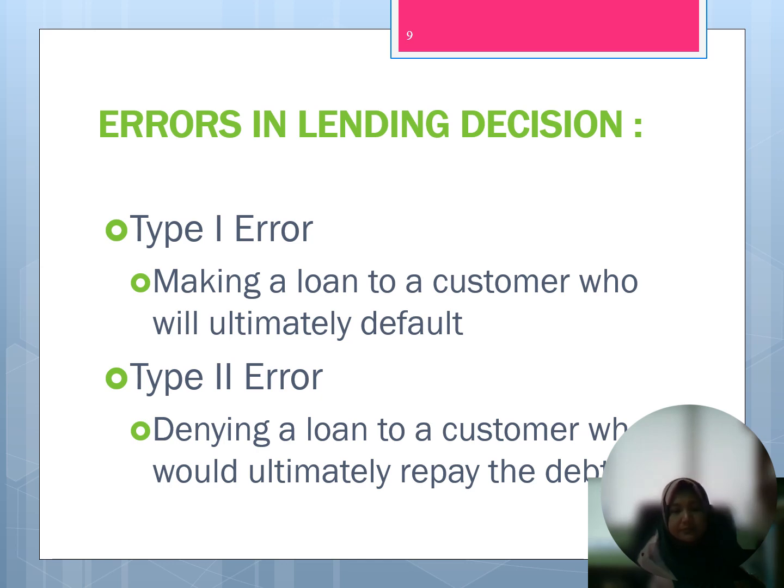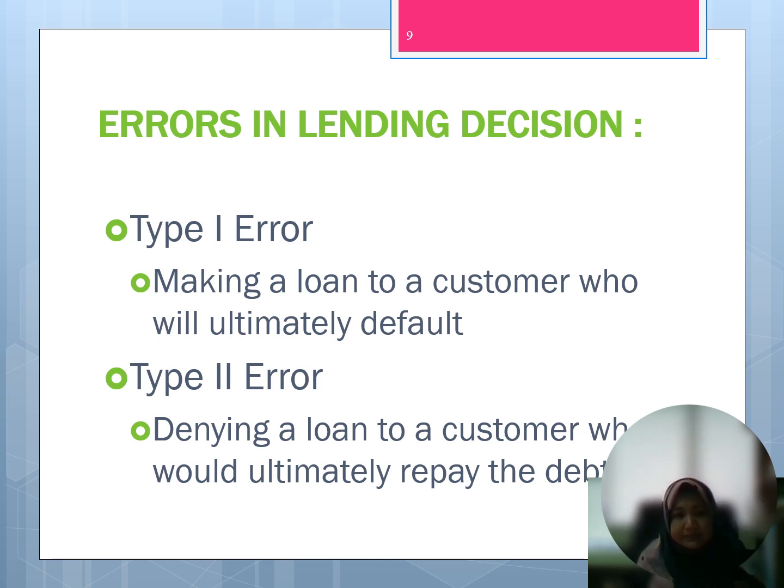When a bank makes a decision to lend or to reject after they do credit analysis, there is a possibility they make an error in making the decision. We can divide the error into two types: type 1 error and type 2 error. Type 1 error is making a loan to a customer who will ultimately default.